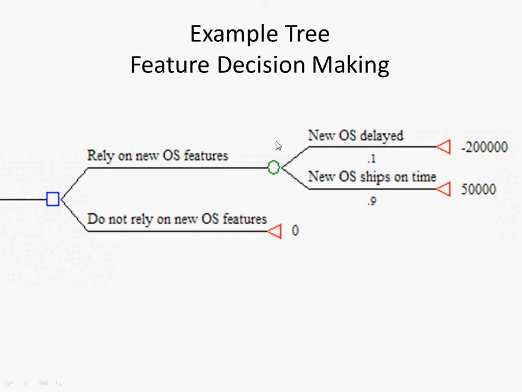Okay, so we've got to make a choice now as to whether we want to rely on these new OS features and potentially reap the benefits of greater sales because we have a nicer user interface, but at the same time leaving us vulnerable to a delay, or do we wish to simply not rely on the new OS features? In this case, this is our baseline, so we have a net change from our baseline of 0. This is a net gain of 50,000, but it's more likely to occur. This is a net loss of 200,000 estimated, but it's less likely to occur.